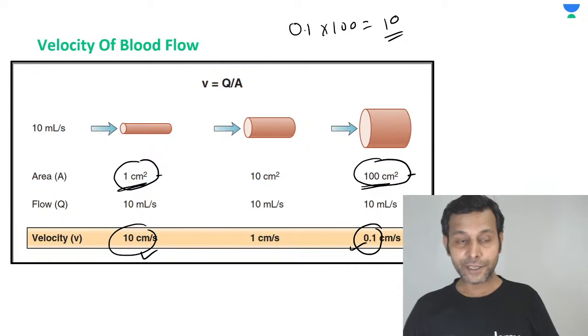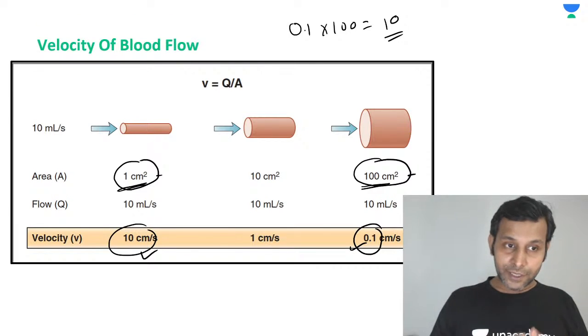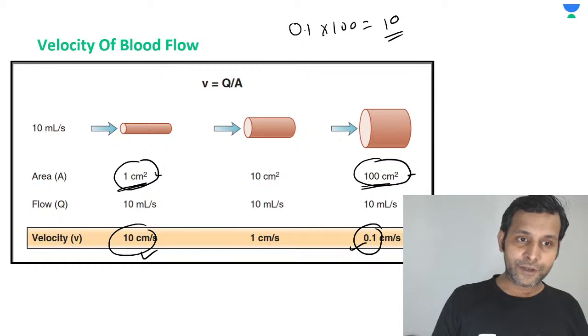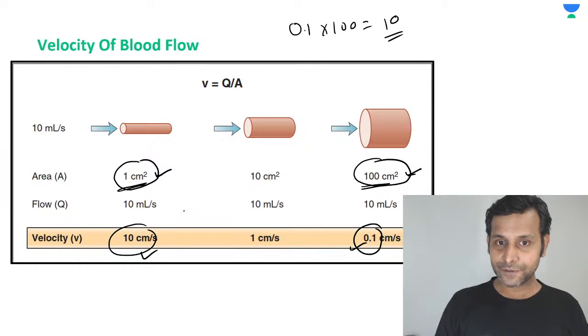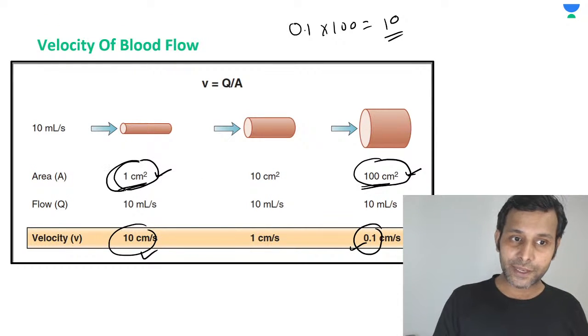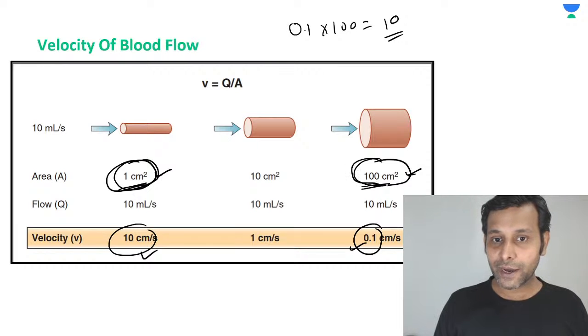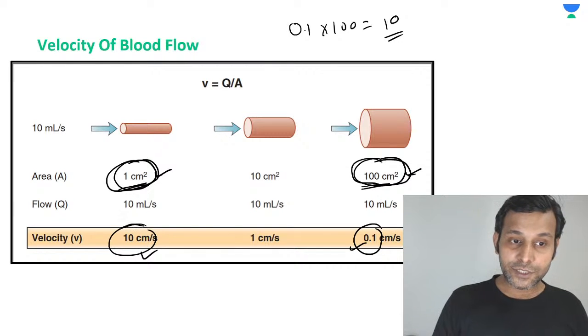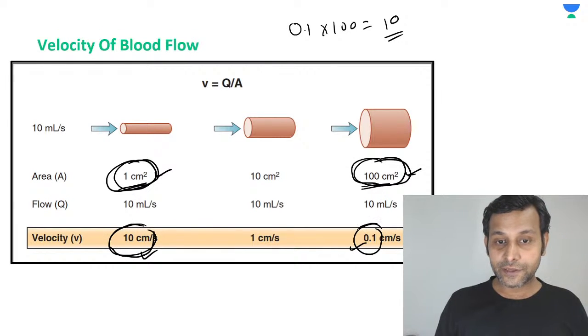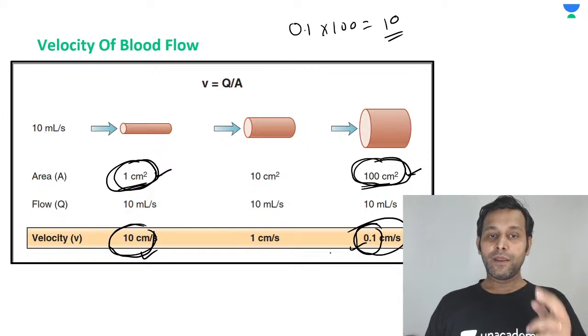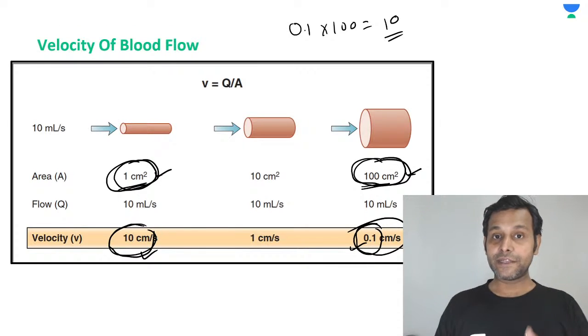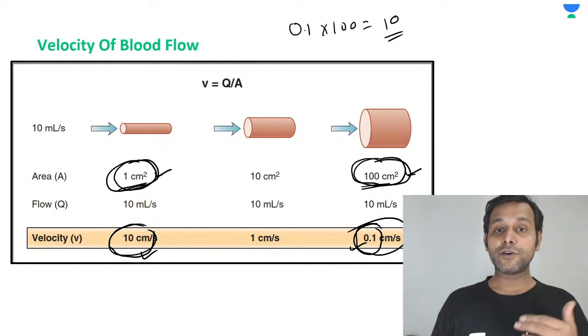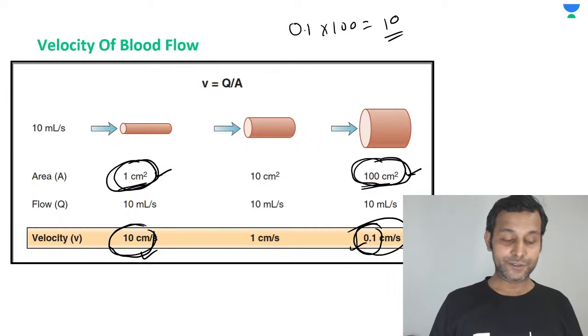I'll repeat once again. If the cross sectional area increases by 100 times, the velocity decreases by 100 times.